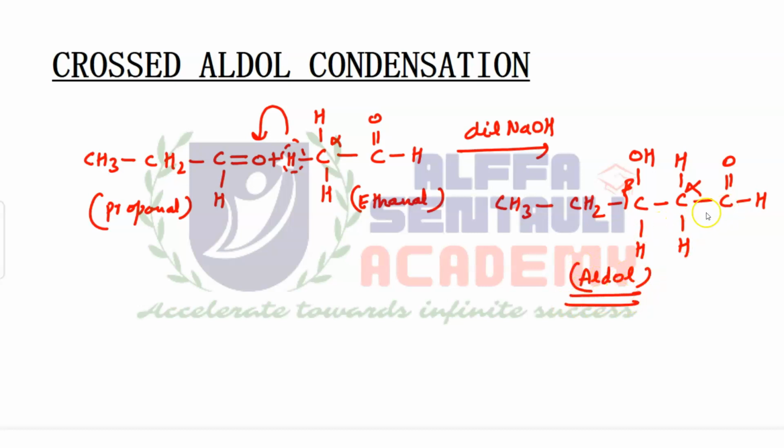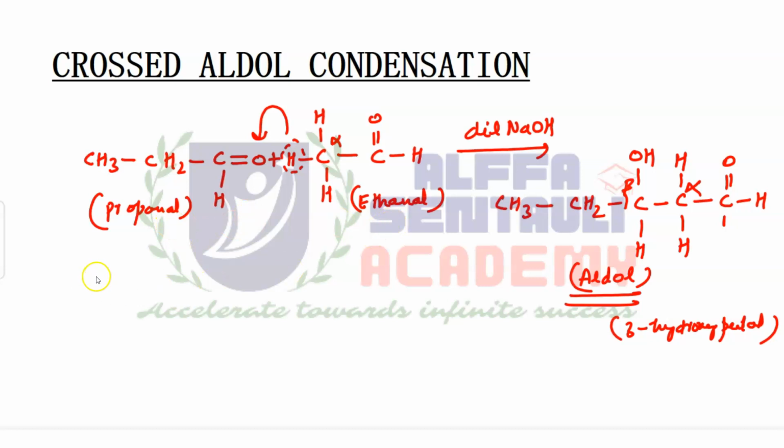You can do the nomenclature on your own. You have to start from this end because you have to give priority to the functional group CHO. If you wish, I can write the name, 3-hydroxypentanal. This will be the name of this compound. Now again, actually this compound can combine in two ways. I have taken propanal and ethanal.